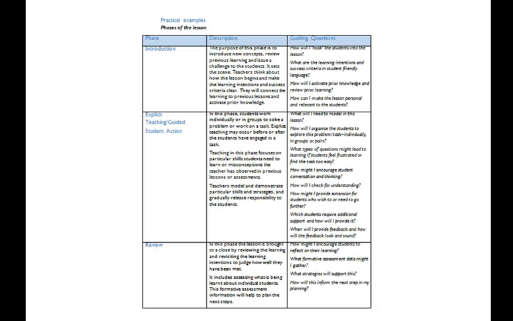Here we see an example of the phases of the lesson. As mentioned earlier, it's important to consider the structure of the lesson, the introduction, the phase of explicit teaching and guided student action, and the review phase. Some guiding questions around the introduction may be, how will I hook the students into this lesson? This might involve things such as a game, a video clip, a piece of literature, some type of hook that engages and links in with student interests.